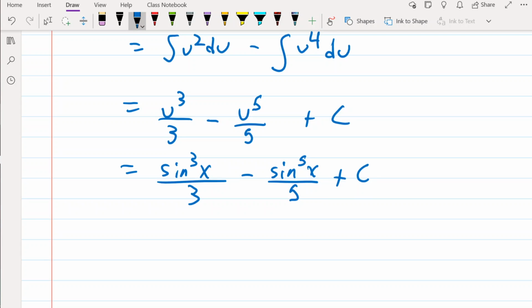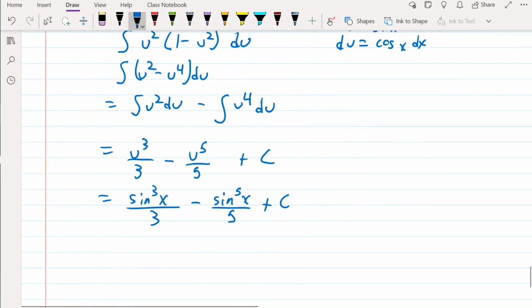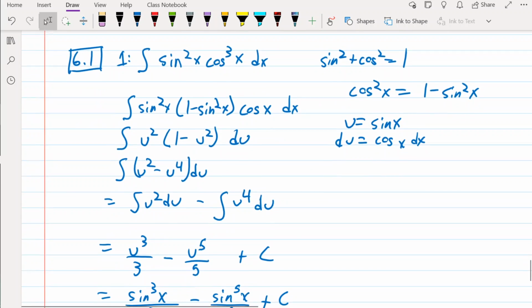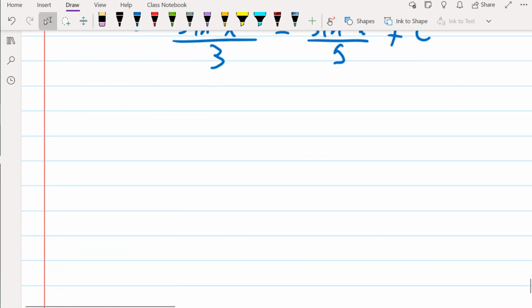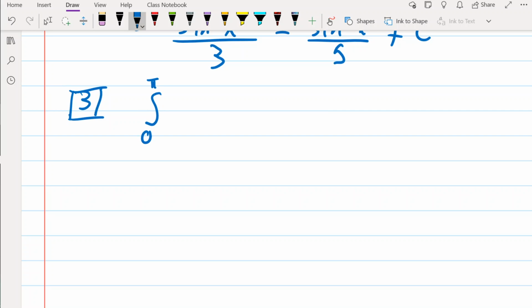Yeah, and that is the correct answer for that. I guess we can also do one other part from 6.2. So let's go on to number 3. Number 3 is the integral from 0 to pi over 2 of sine 7 theta times cosine of 5 theta d theta.